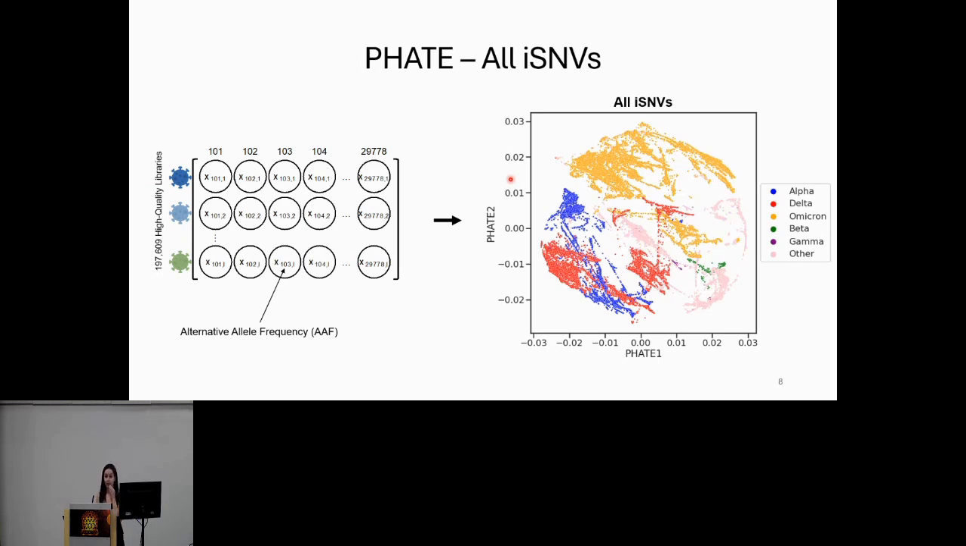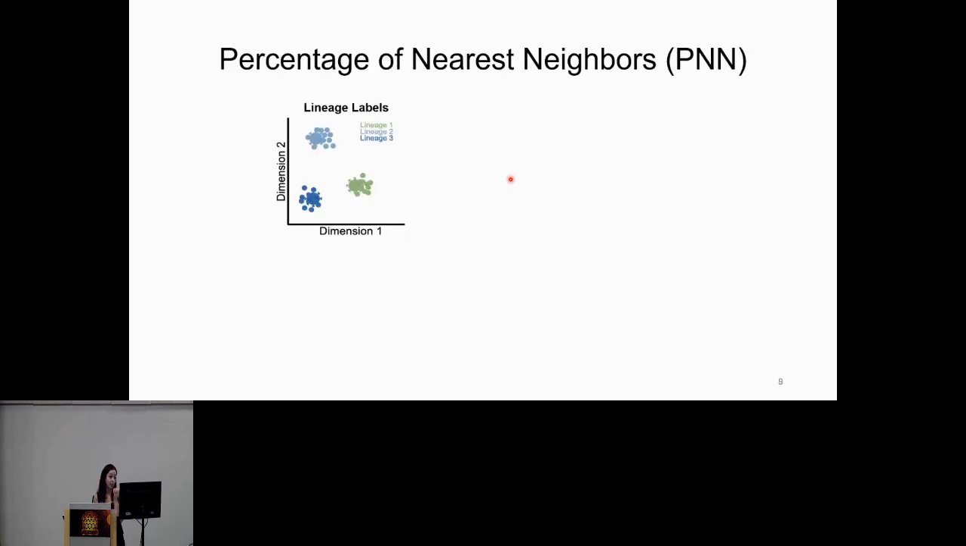This is a qualitative visualization where we see clustering structure by lineages, and we start to quantify this clustering structure. How do we quantify this clustering structure? We develop this post hoc PNN metric. So if we go back to this example where each point is a library, what we do is that we use a KNN approach. For each point, we quantify the number of nearest neighbors that have the same label, and then we quantify that for the whole representation by taking the mean.